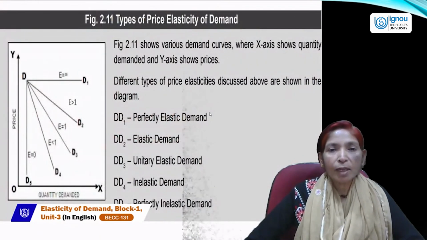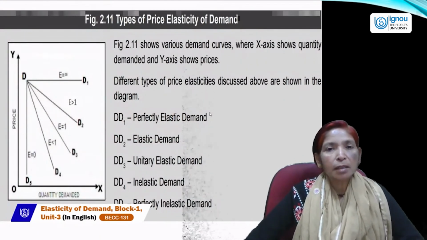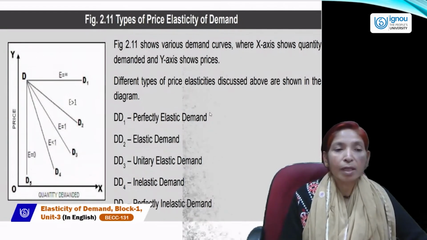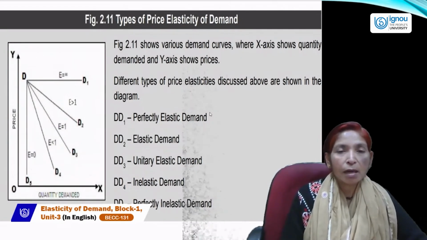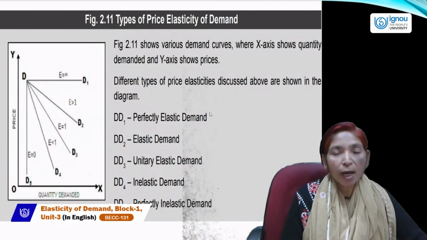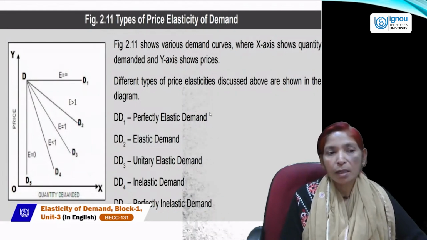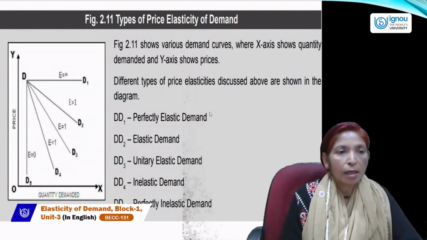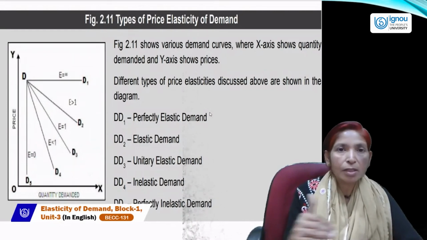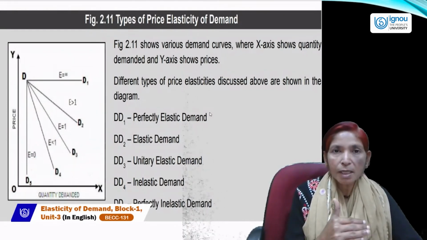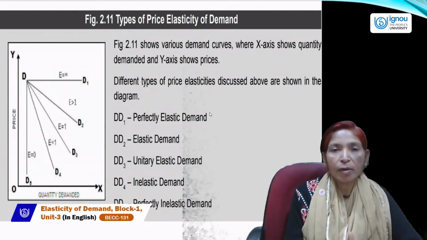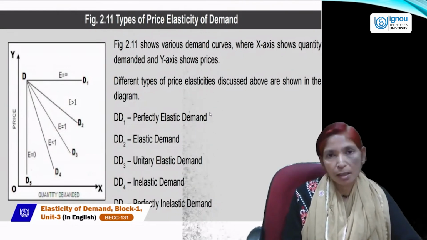These are the various types of elasticity of demand. Now next are the degrees of elasticity of demand. We can present these degrees of elasticity of demand in a single diagram. We can present 5 degrees of elasticity of demand in one diagram. How can we present it? In this figure, when the demand curve is horizontal, horizontal means parallel to the x-axis, that is presenting that elasticity of demand is perfectly elastic.